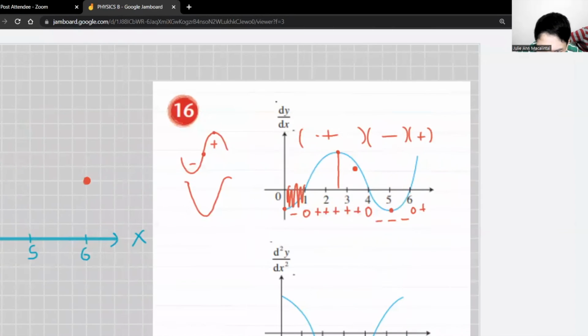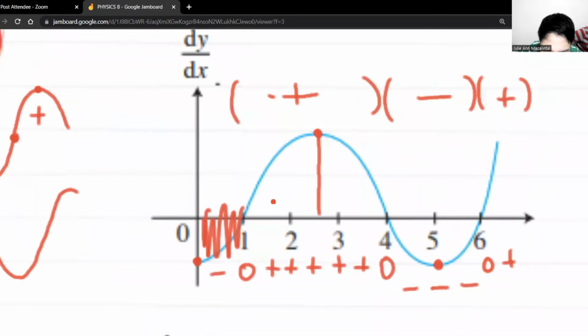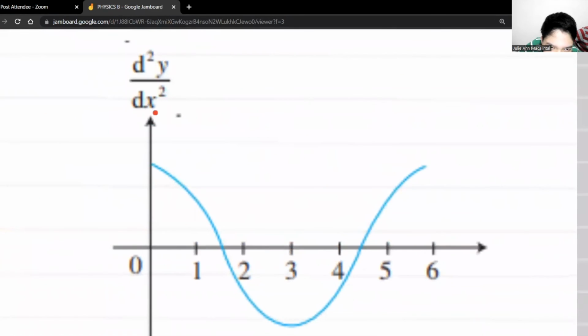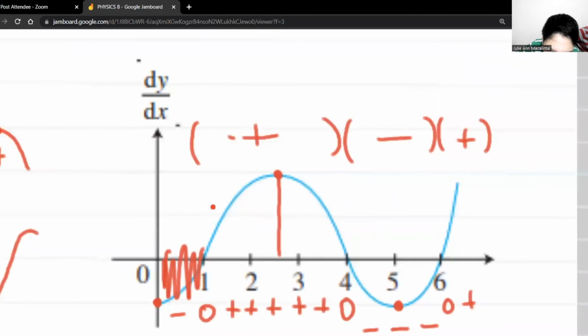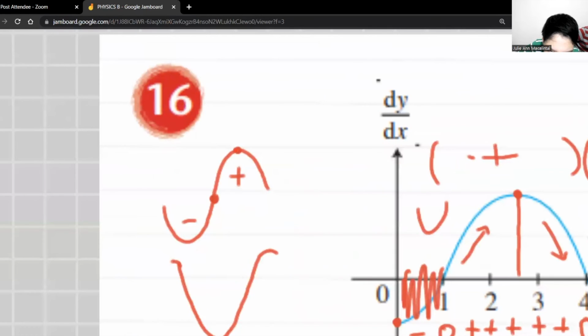Because here the slope of the dy dx, that is the d squared y over dx squared, when it's moving upwards, it means it is opening upwards. When it's moving downwards, it's opening downwards. This sort of inflection point on the dy dx just means that it is switching from opening upwards to opening downwards, like in this figure.